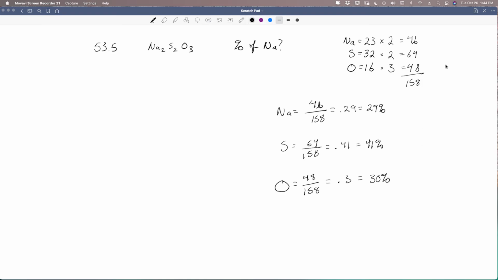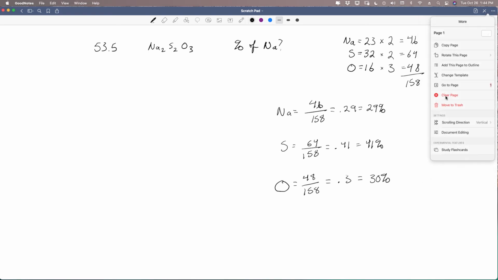Let's do a different one. I have another compound here. Let's clear the page and actually do one that's different.